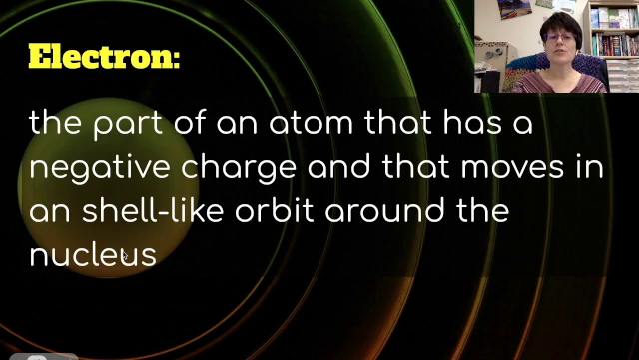There are also electrons, and this is the part of an atom that has a negative charge and that moves in a shell-like orbit around the nucleus. So the electrons would be found out here. They're very small in comparison to the protons and the neutrons and contribute very little mass.